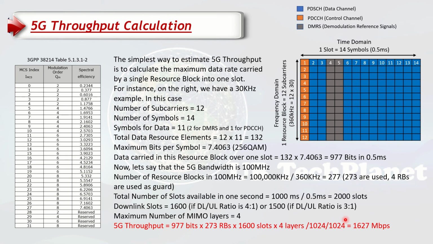So that's around 1.6 Gbps if we talk about a 5G channel with 100 megahertz of bandwidth and a DL/UL ratio of 4:1. So this is how we can calculate the throughput. Now similarly, let's have a look at the 5G throughput calculator tool and see how it stacks up, how correct our calculation is, how close it is to the actual value.